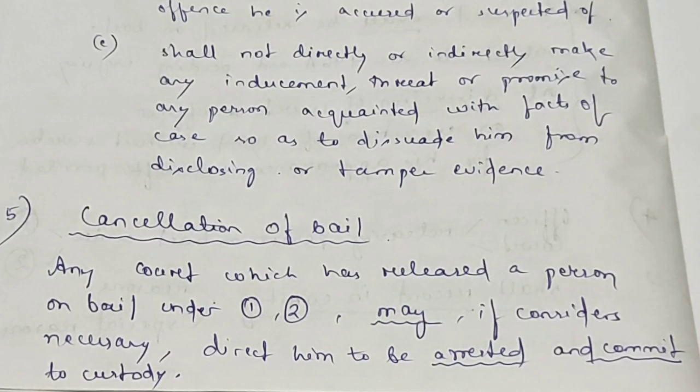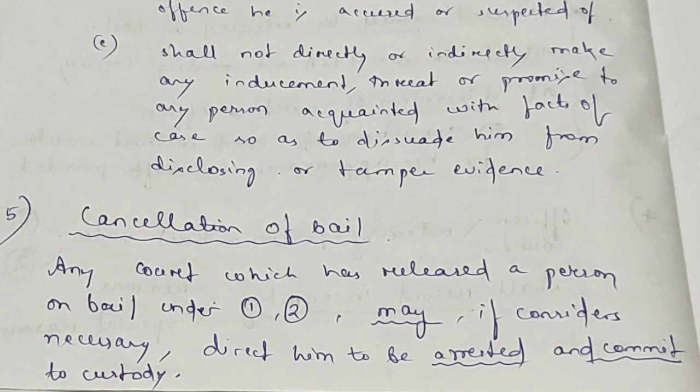Subsection 5 deals with cancellation of bail. It says any court which has released a person on bail under subsection 1 or 2 may, that means cancellation of bail is a discretionary power, if it considers necessary, direct him to be arrested or committed to custody.